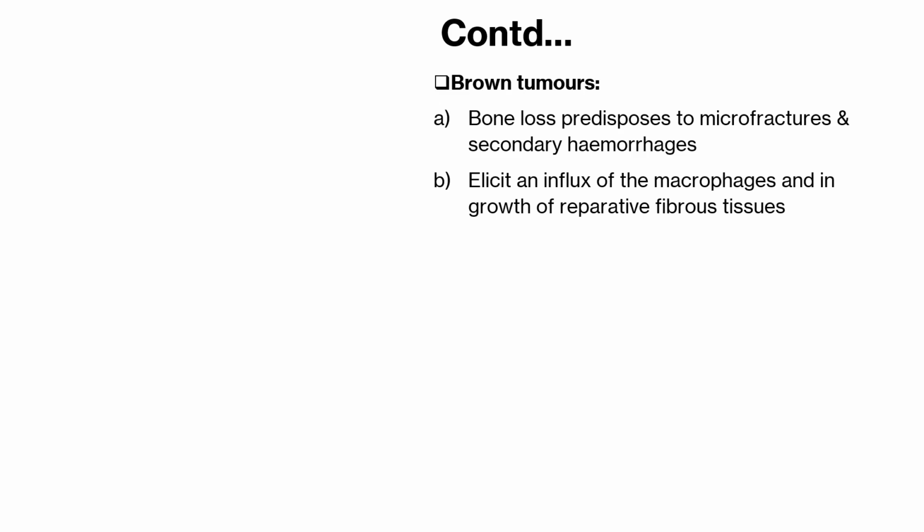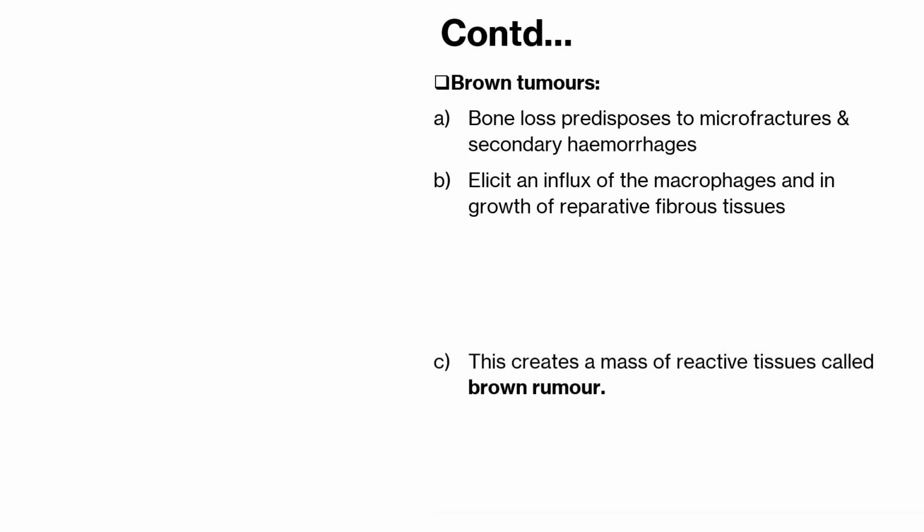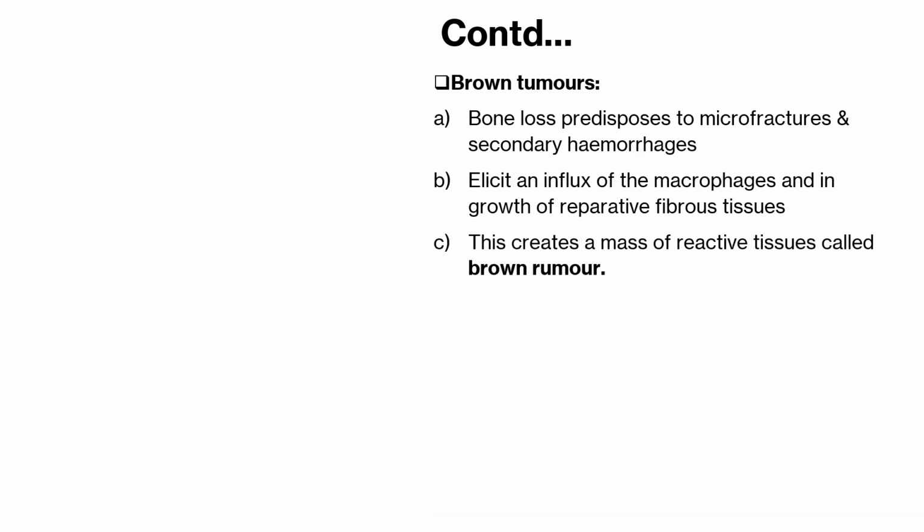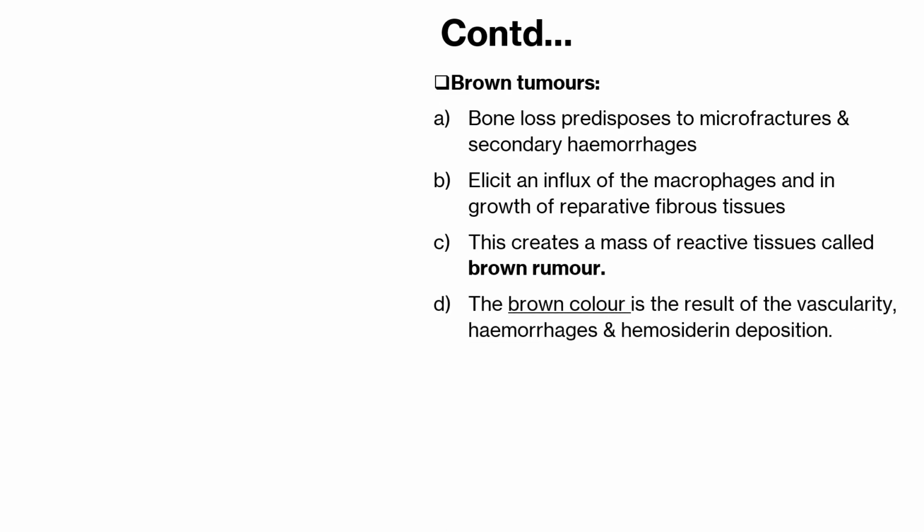All these lead to hemosiderin deposition at the site of injury or microfractures, and that gives the brown appearance to the mass. Since there is mass formation at the site of the microfractures, that results in the formation of a reactive mass, which is called a brown tumor.